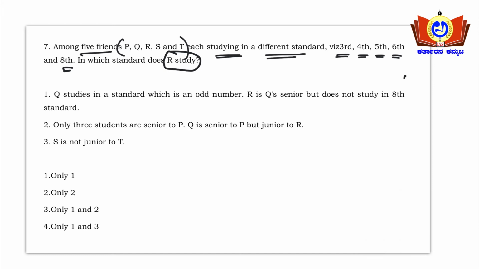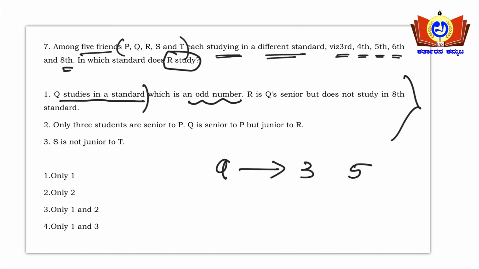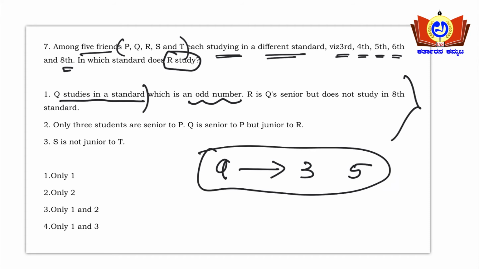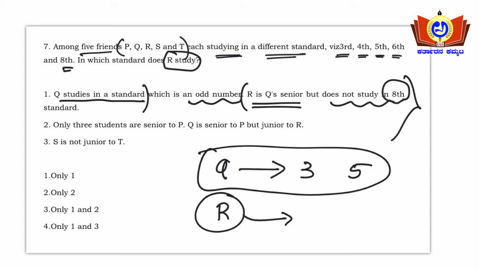What does the statement say? Q studies in a standard which is an odd number. That means he might be studying in 3rd standard or 5th standard. So Q studies in either 3rd or 5th standard. R is Q's senior, so R must be above 3rd or 5th standard, but does not study in 8th standard. Hence obviously R will be in 4th standard or else 6th standard.